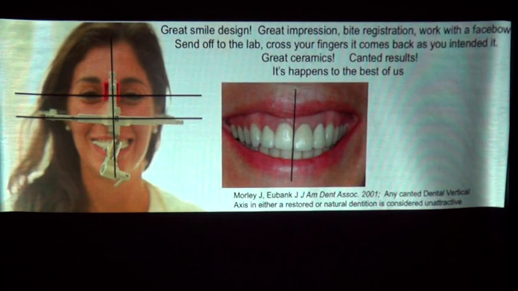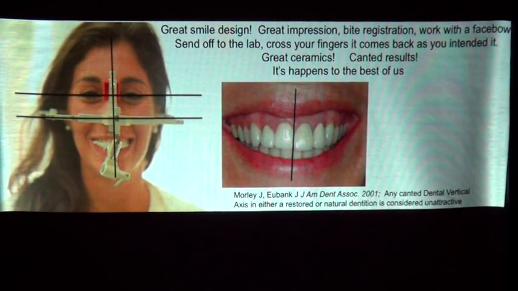Because this isn't her teeth, by the way. This is an article written by Morley and Eubank years ago about what happens when you have canted teeth. It's probably one of the most unaesthetic things you can do in restorative dentistry. With a midline discrepancy, an orthodontist in the room will probably attest that if you don't quite get the midline right on, you can be up to 3 to 4 millimeters off before it's perceived as unaesthetic. But a little bit off in the canting in a case is a problem. It's deemed unaesthetic.